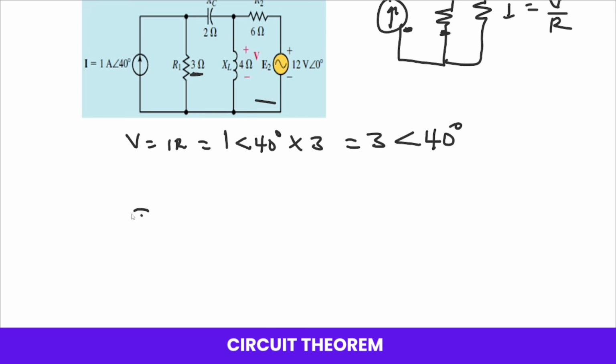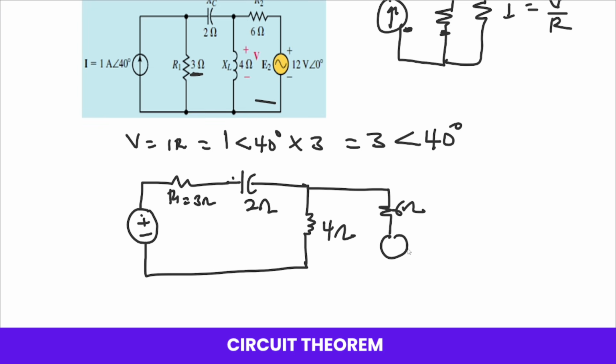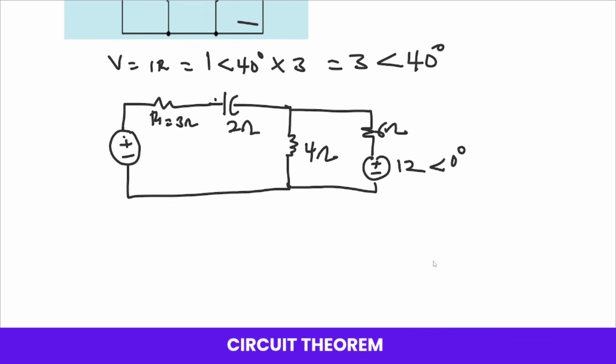Let me scroll down so that I can represent it. So now I'm going to represent my equivalent circuit here. Now I have my resistance, which was R1, equal to 3 ohms. Then don't forget there was a capacitor there already, which is 2 ohms capacitive reactance. And then we have another reactance, inductive reactance, which is 4 ohms. And then finally we have our resistance of 6 ohms, and the voltage source, plus minus here, which is 12 angle 0 degrees. Okay. So this is what we have.